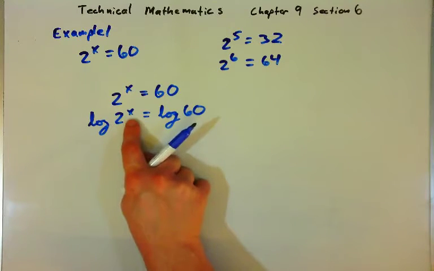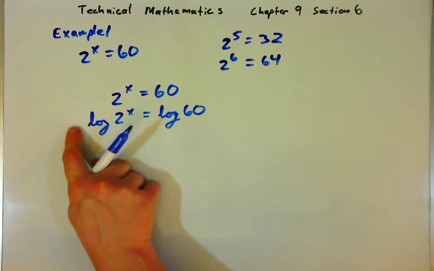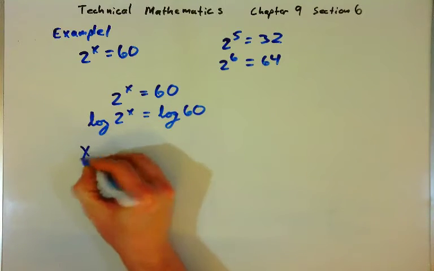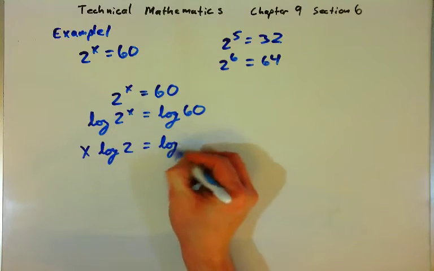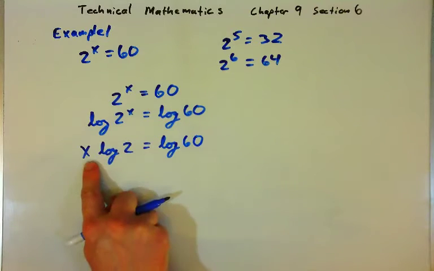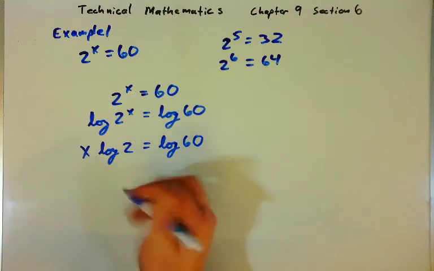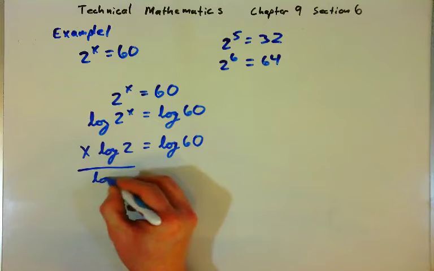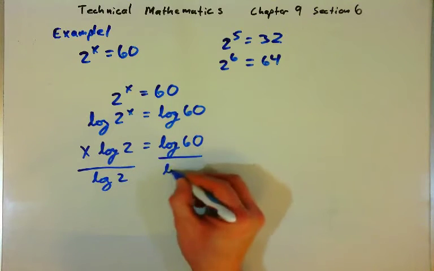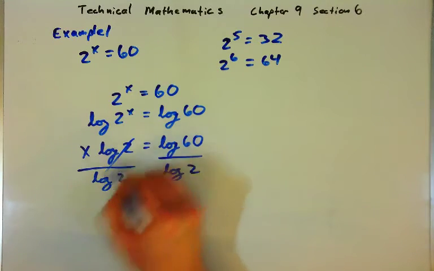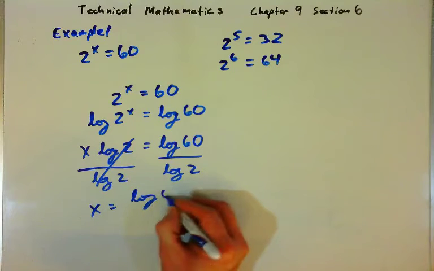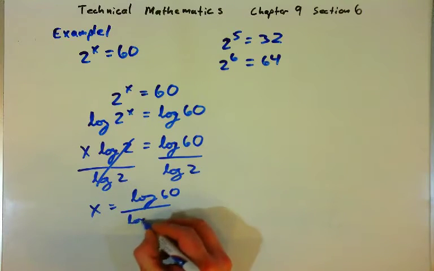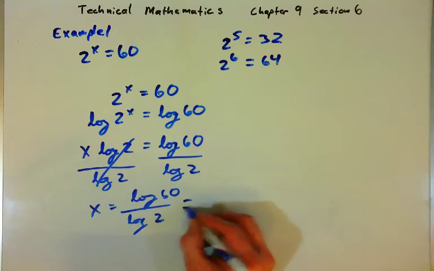Taking the logarithm on the left allows me to bring the exponent out as a multiplier. So I can rewrite this as x common log 2 is equal to common log 60. And now I have the x out of the exponent. And so now I can solve for x by dividing by log 2 on both sides. They cancel over here. And we're left with x is equal to log 60 divided by log 2.